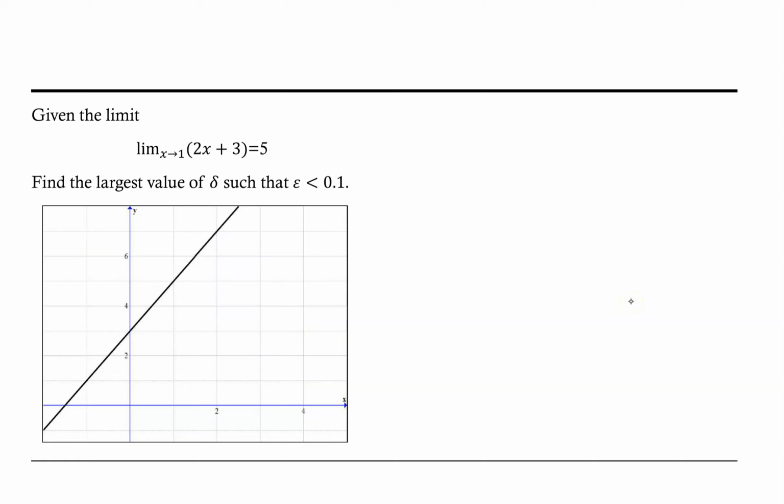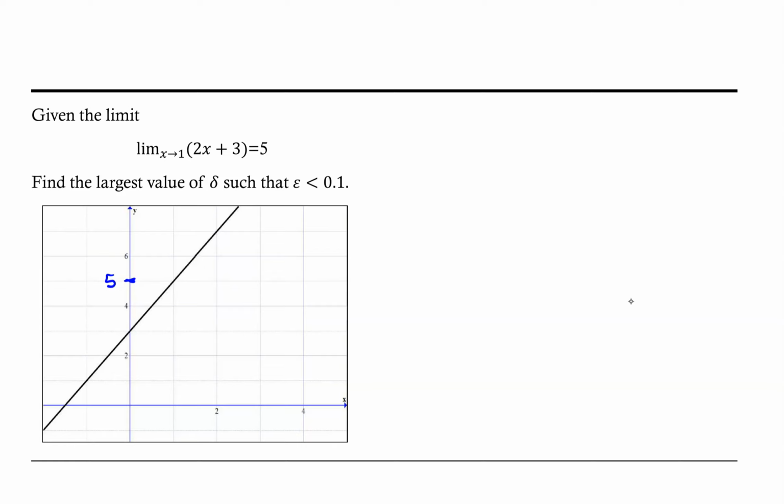So we're given the limit as x approaches 1 of the quantity 2x plus 3 equals 5. For this limit, we're asked to find the largest value of delta such that epsilon equals 1/10. So first of all, let's identify 5 on our y-axis, because 5 is the limit that we're interested in.